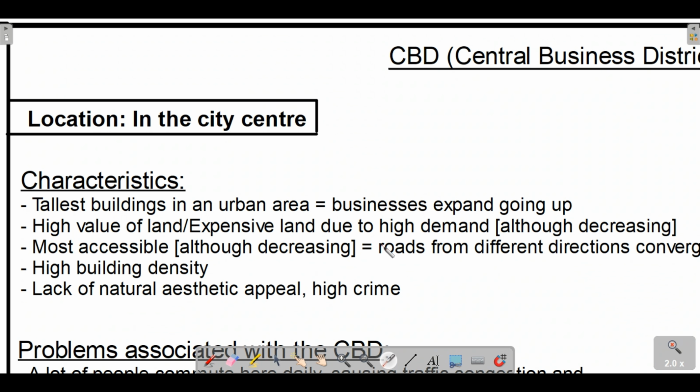So this drives the prices up. It also drives the value of the land there. So the CBD has a very high value of land. So the land value there is huge. So it's very expensive in the CBD because of this high demand, right? Nowadays, the demand is decreasing. We'll talk about that though later on in the video, right?